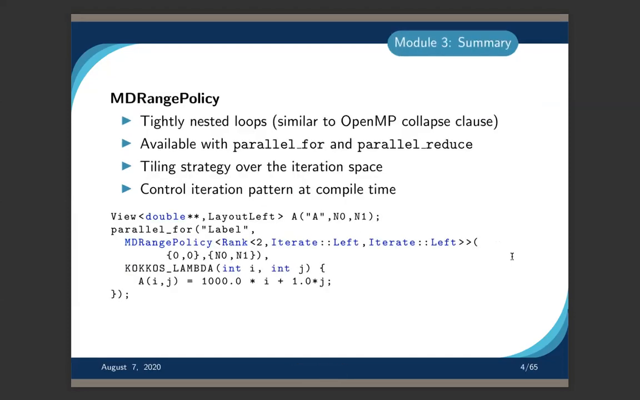And let's look at that in a bit more detail. We started last week with the MDRange policy. We talked about these tightly nested loops, which is kind of similar to what the OpenMP collapse clause does, and how we can use that for both parallel_for and parallel reductions of 2 to 6-dimensional loops. We talked about the tiling strategy over the iteration space, so that MDRange policy actually does tiling by default, and we're going to see that in a moment when I walk through the exercise for MDRange policy, and that you can control these iteration patterns at compile time.